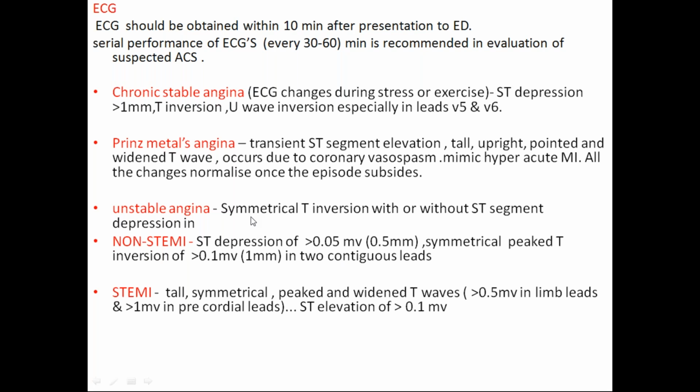And in unstable angina, symmetrical T wave inversion with or without ST segment depression is seen. In Prinzmetal's angina, which is described earlier as vasospastic angina, we will see tall and widened T waves, which occur due to coronary vasospasm, and ST segment elevation, and it is all transient changes. In chronic stable angina, we can see ST depression more than 1 mm, T wave inversion and U wave inversion in leads V5 and V6.